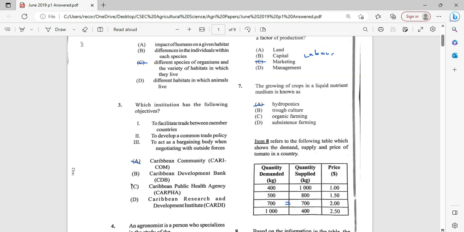Which institution has the following objective? To facilitate trade between countries, to develop a common trade policy, to act as a bargaining body when negotiating with outside forces. That's going to be the Caribbean Community. Our answer here is A.